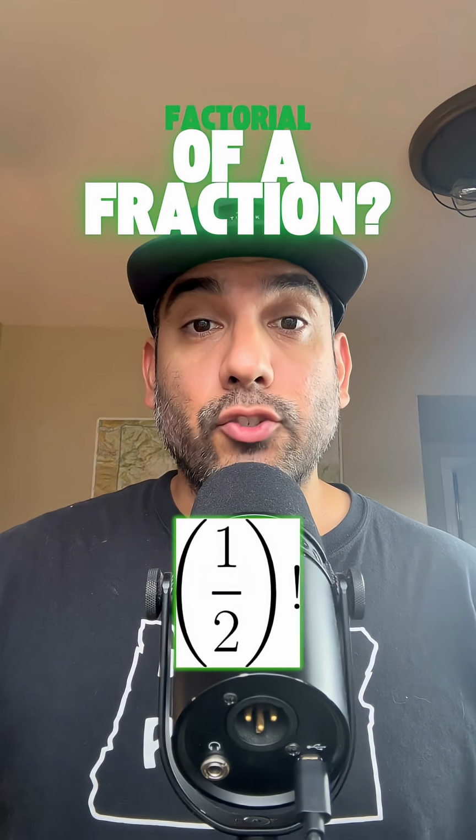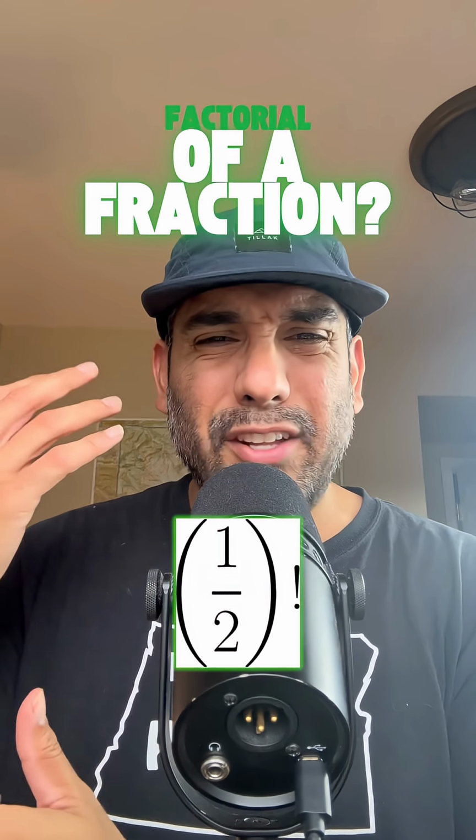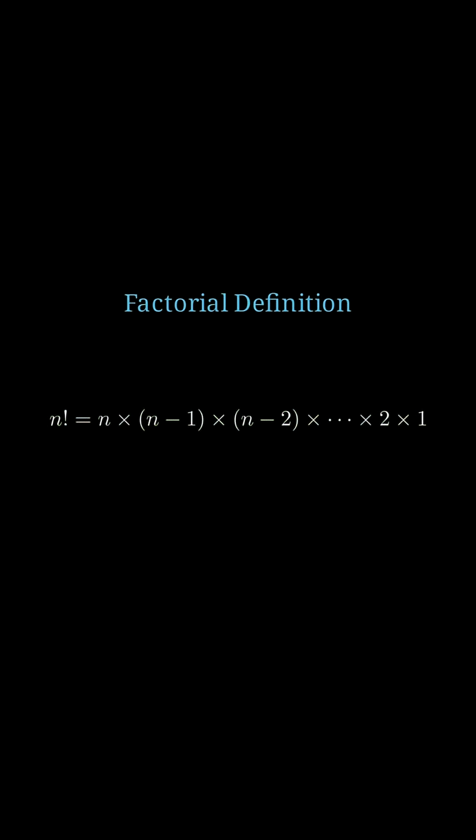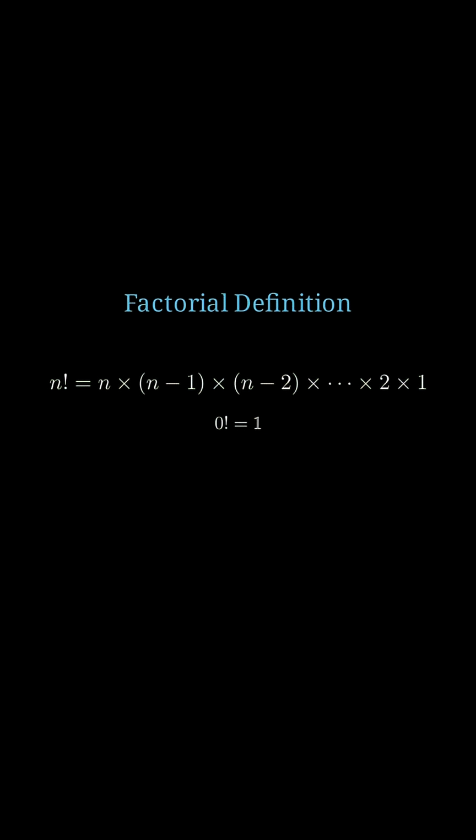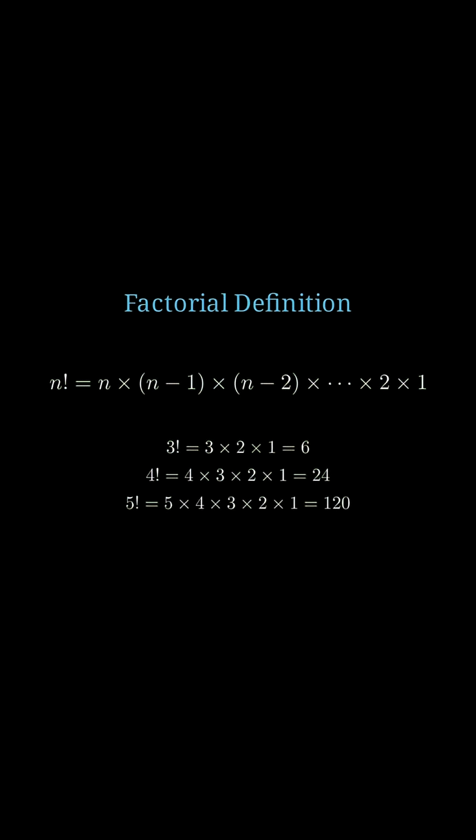We all know how to take the factorial of a positive number, but what about a factorial of a fraction? The factorial of a number is the product of that number and all the positive integers below it. We define 0 factorial as 1, and here are some definitions: 1 factorial is 1, 2 factorial is 2 times 1, and 3 factorial is 3 times 2 times 1, and we could do that for 4 factorial and 5 factorial.